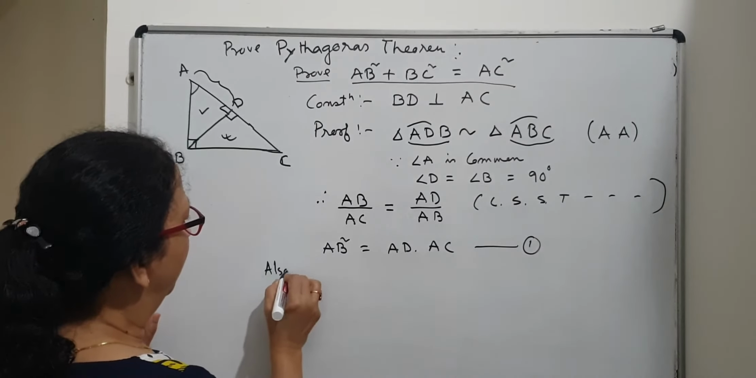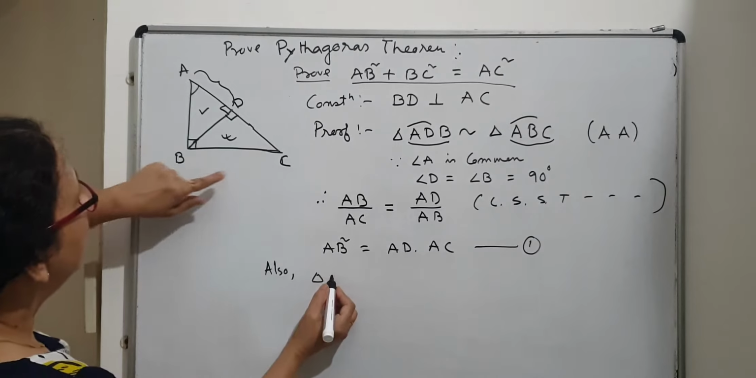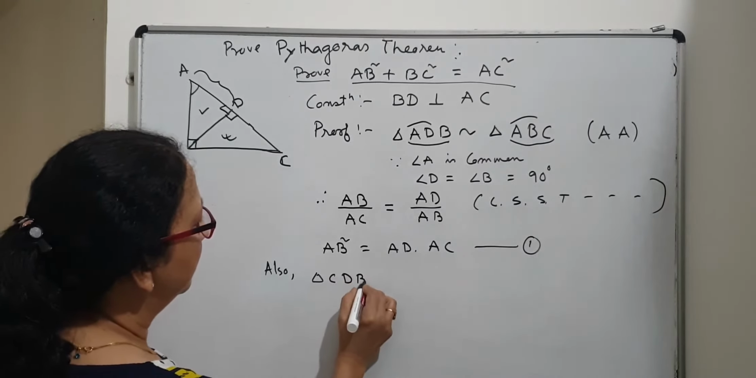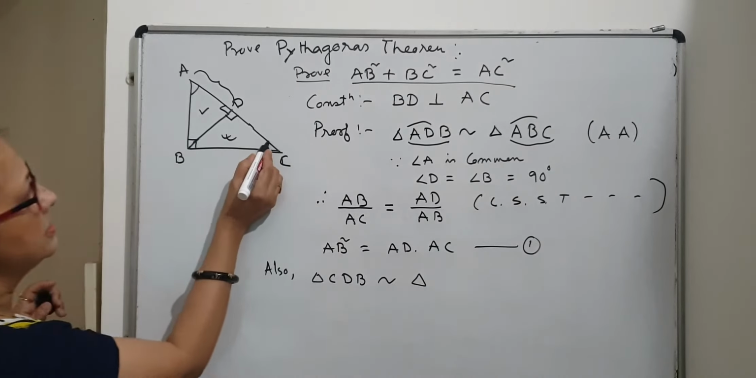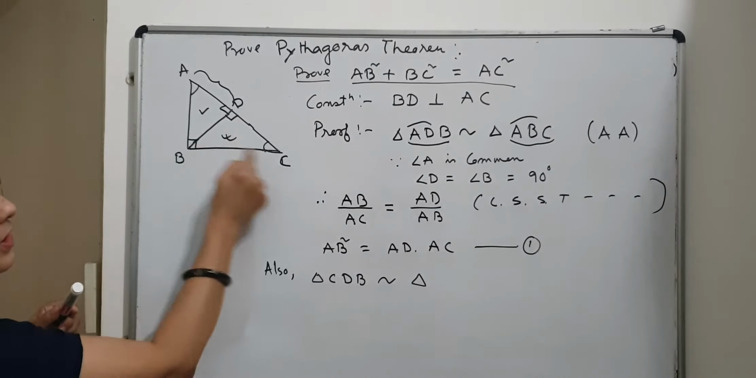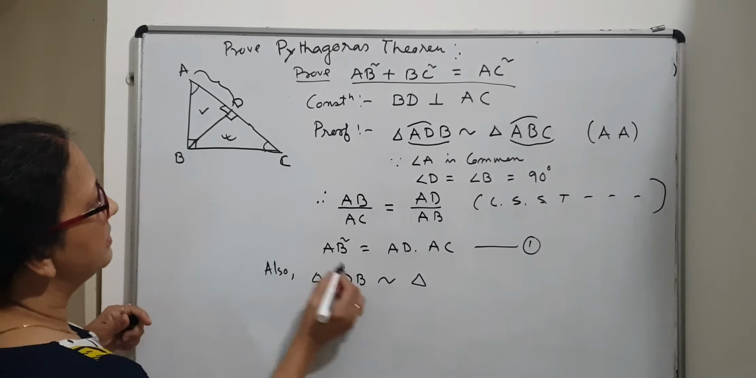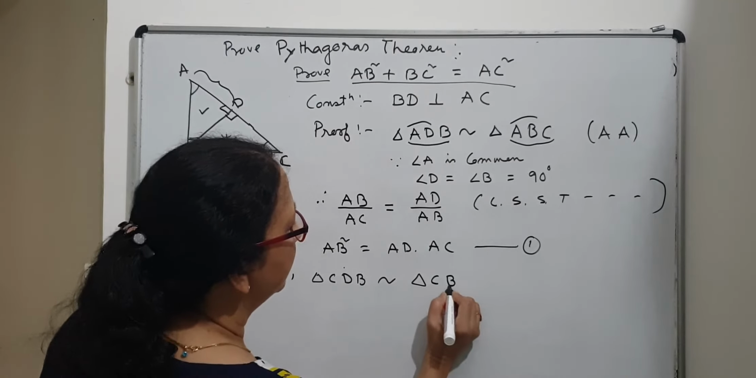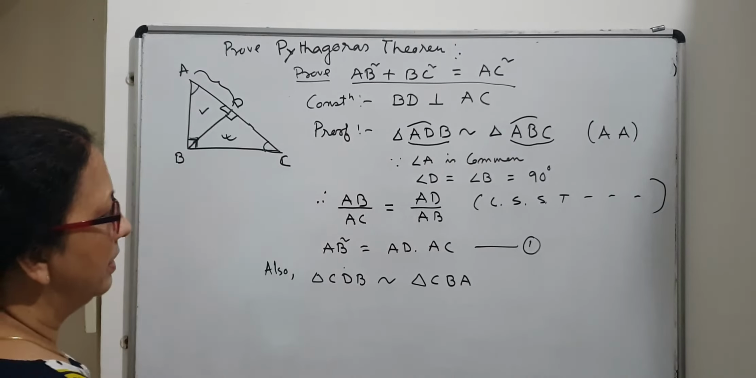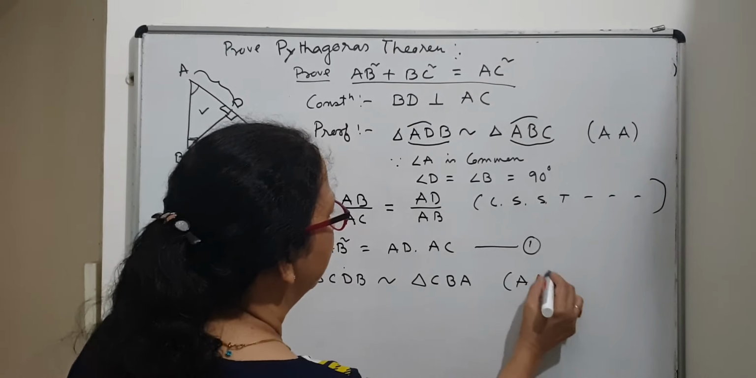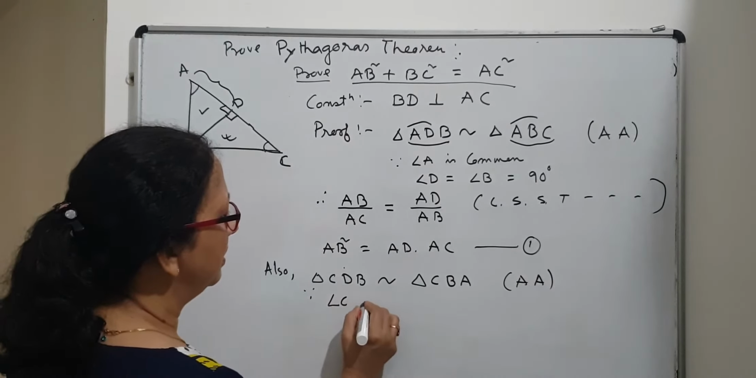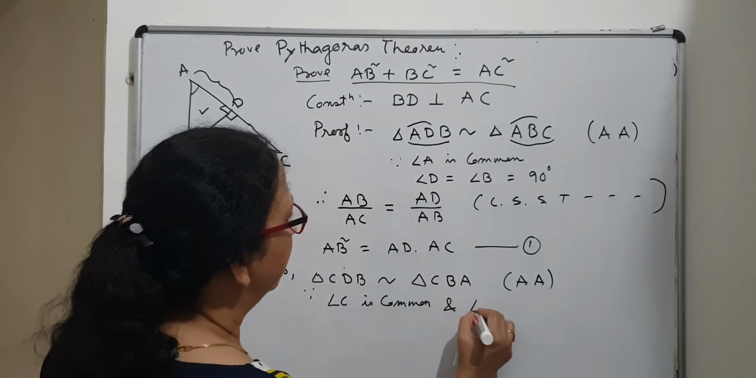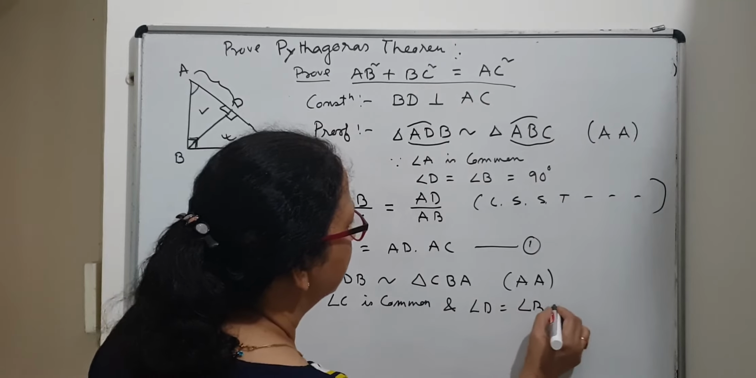Next I will take the other triangle, this one, and the big triangle also. Triangle, let me take CDB. CDB will be similar to triangle CBA. C is common to both this small triangle and the big triangle, and D is 90, B is 90, so C common, D is equal to B, 90 degrees, by AA. And also you can write, since angle C is common and angle D is equal to angle B, equal to 90 degrees.